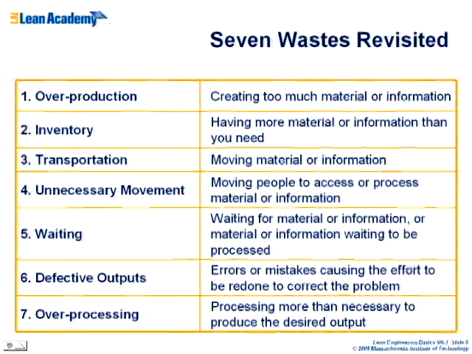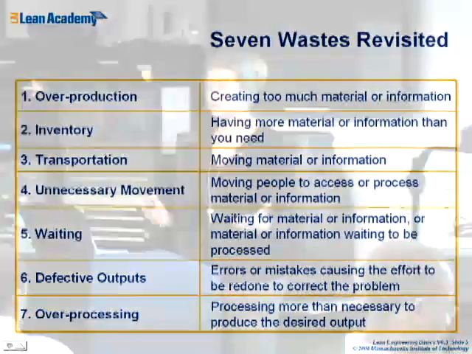Here we're revisiting our 7 wastes that we identified. Overproduction, inventory, transportation, unnecessary movement, waiting, defective outputs, and overprocessing. So I'd like you all to think back to your engineering experience, either from classes or maybe from summer jobs. And I'd like to hear some examples in an engineering context of any of these 7 wastes.